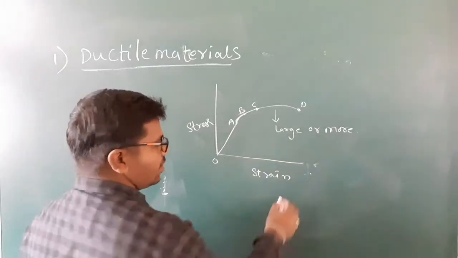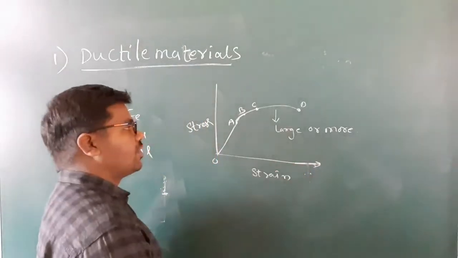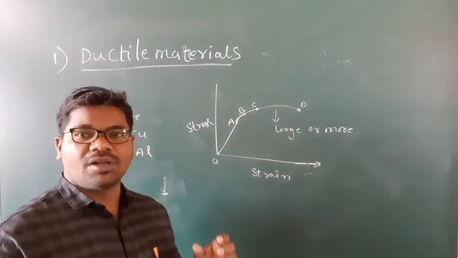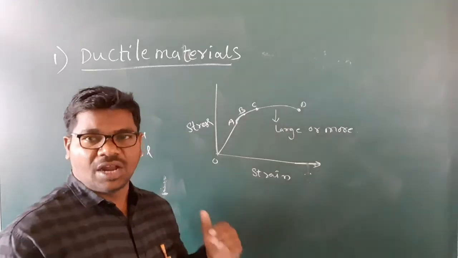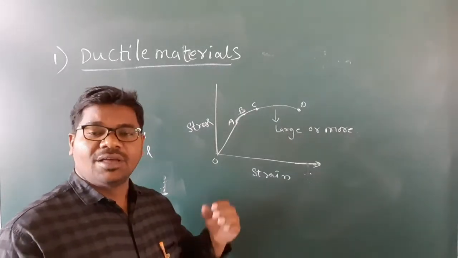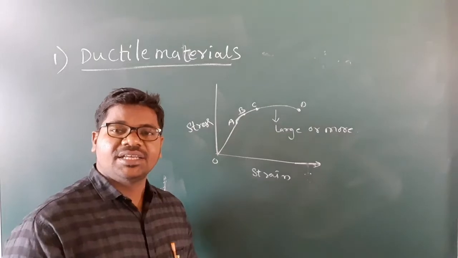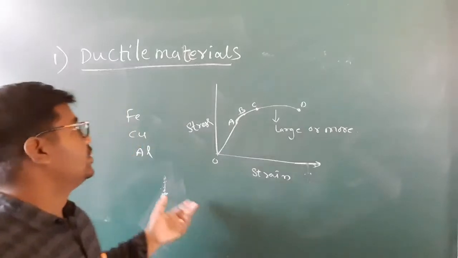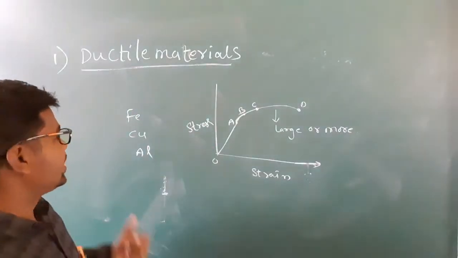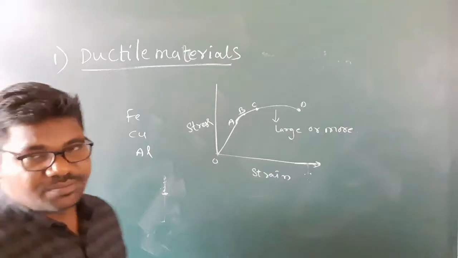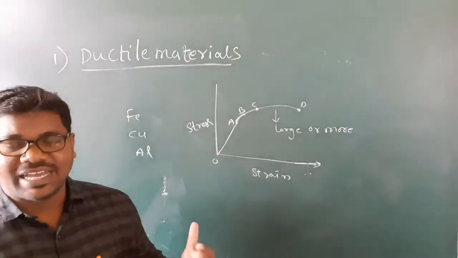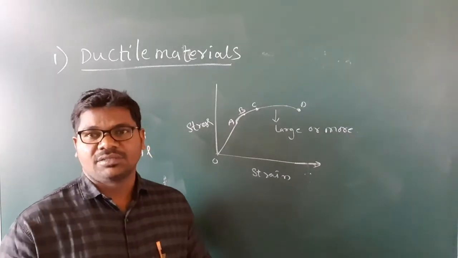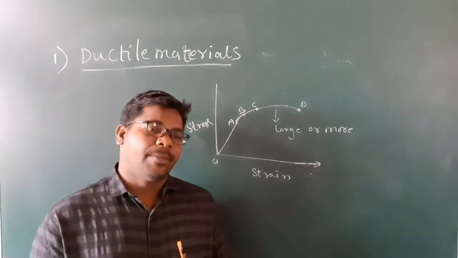In a stress-strain curve, we can observe from C to D that when we apply a small stress, the material will enlarge. Beyond that the wire will break, my children. This type of material we can say is ductile material. Example: iron, copper, aluminium. Because of this ductile property, we can make them into small thin wires. Understand, my children?